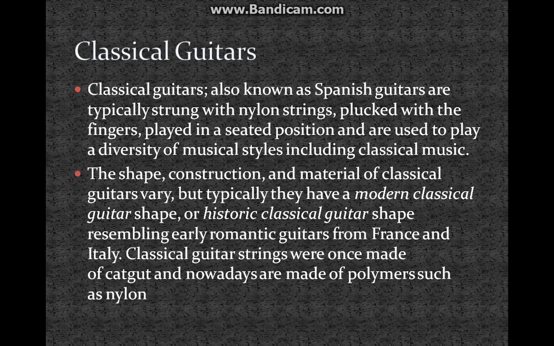Classical guitars, also known as Spanish guitars, are typically strung with nylon strings, plucked with the fingers, played in a seated position, and are used to play a diversity of musical styles, including classical music. The shape, construction, and material of classical guitars vary, but typically they have a modern classical guitar shape or a historical classical guitar shape resembling early romantic guitars from France and Italy. Classical guitar strings were once made only of catgut, and nowadays they are made from polymers such as nylon.